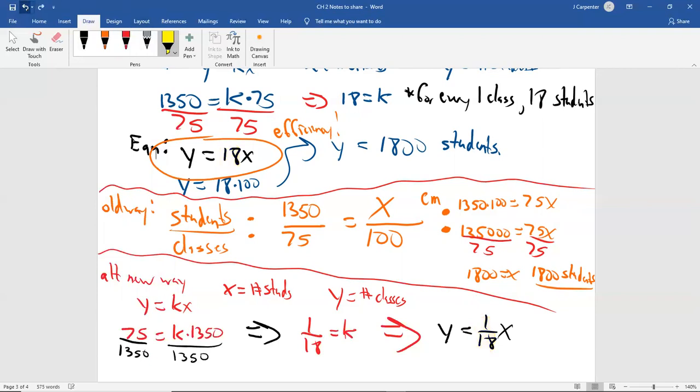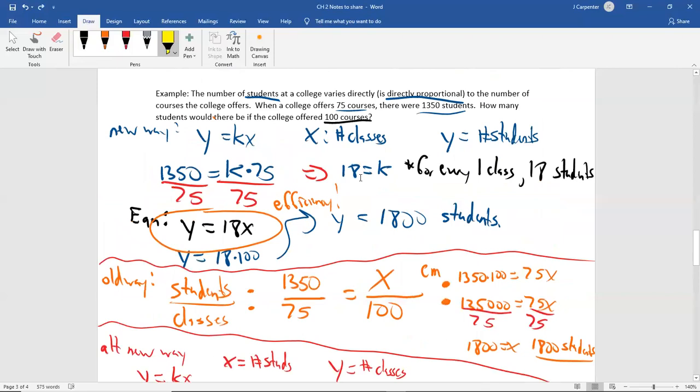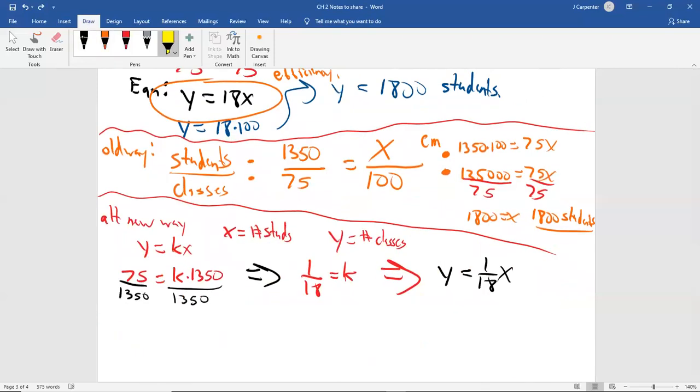So you might be thinking, oh, well, this isn't right, but it is, because your concept of X and Y flip-flops. So check out what happens when you plug in the 100 courses. So we take our Y equals 1/18x, but we're going to plug in the 100 courses, which was the Y. So we get 100 equals 1/18x. The way we solve this equation, the 18's in the bottom, so we multiply both sides by the 18.